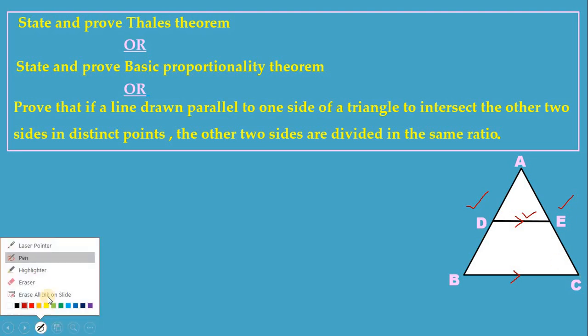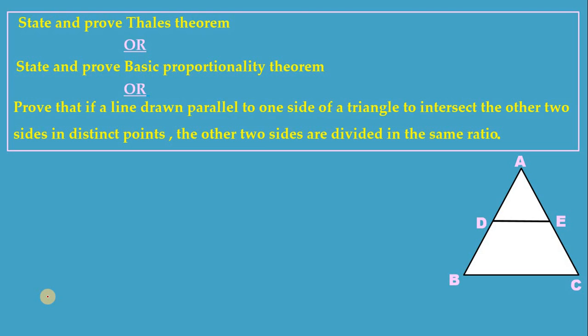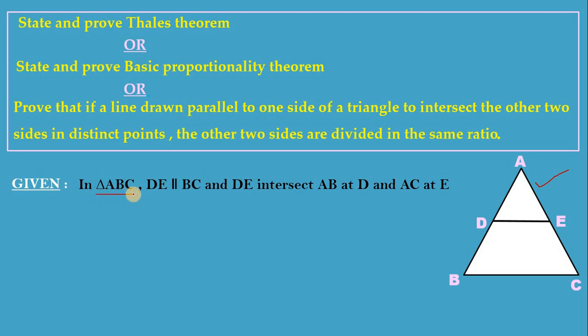Now, as you all know, a theorem has to be proved in 4 steps. The very first step is given. Look at the figure and understand the given. In triangle ABC, DE is parallel to BC, and DE intersects AB at D and AC at E.